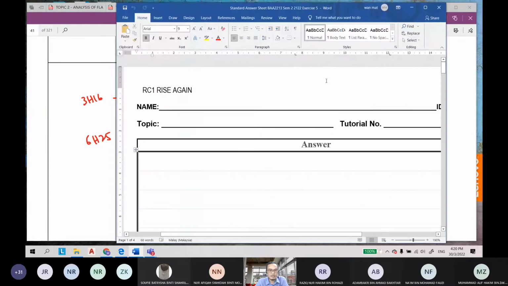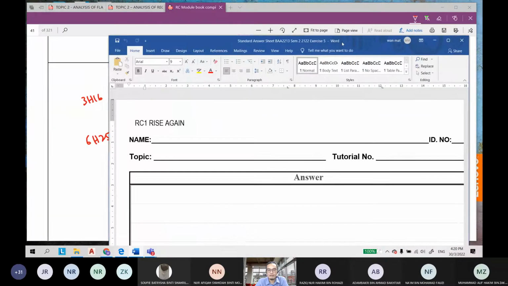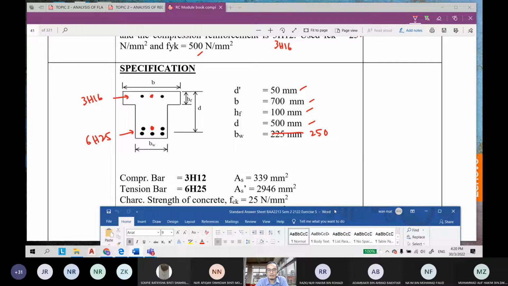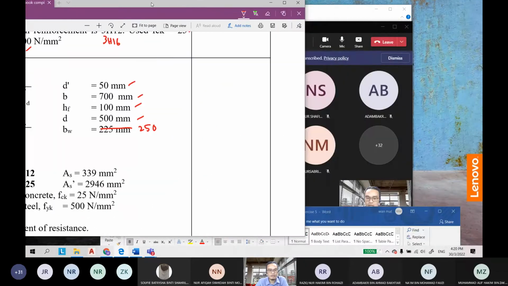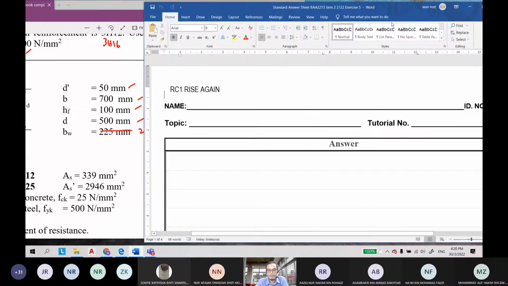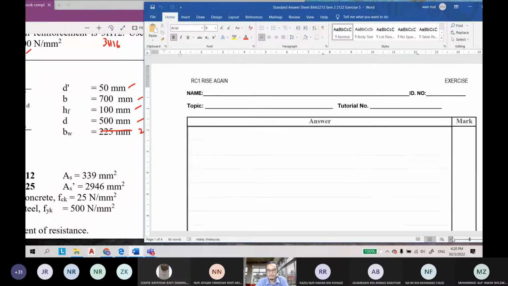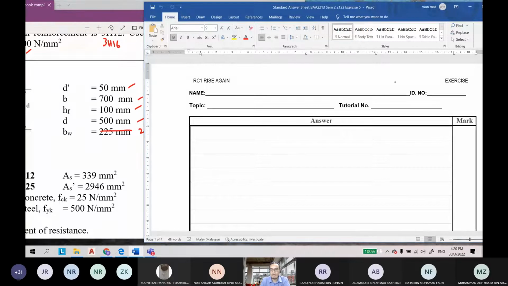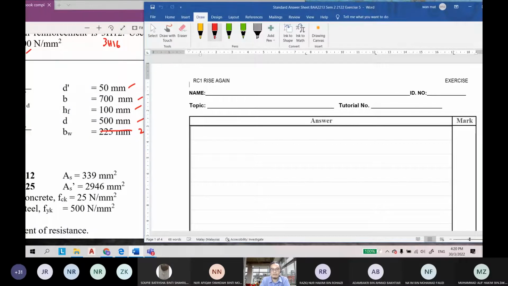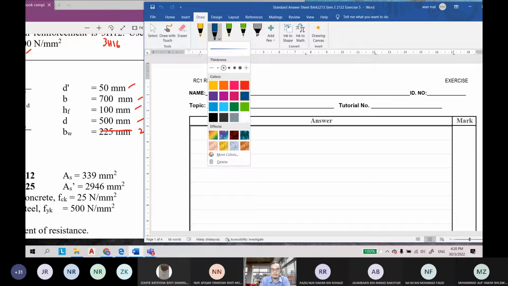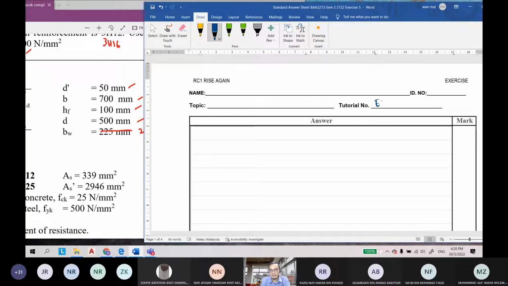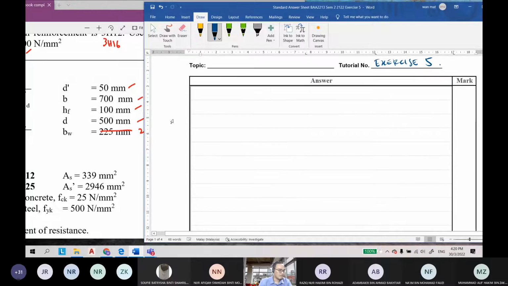Okay, so let's do it together. Okay, have you finished write down the data? Bring it here. Okay, exercise number exercise 5. Okay, so this is the data. Okay.